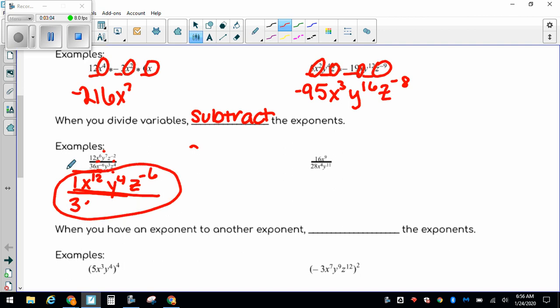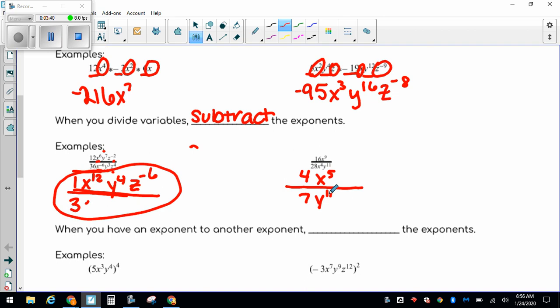So let's do the same thing over here: 16x to the 9 over 28x to the 4 y to the 11. I'm going to start with the numbers. 16 over 28. The greatest common factor between those is 4. So I'm going to divide them both by 4. 16 divided by 4 makes 4, and 28 divided by 4 makes 7. 9 minus 4 for the x's is going to make x to the 5th. You'll notice that there's no y on the top, so I can't do anything with the y's. The y to the 11th is just going to stay on the bottom.